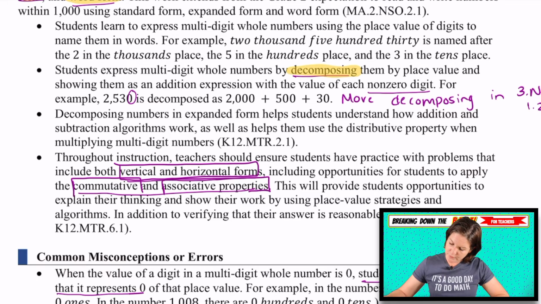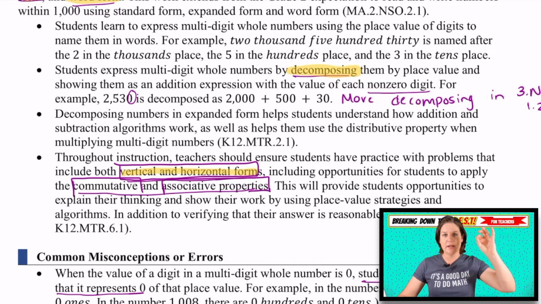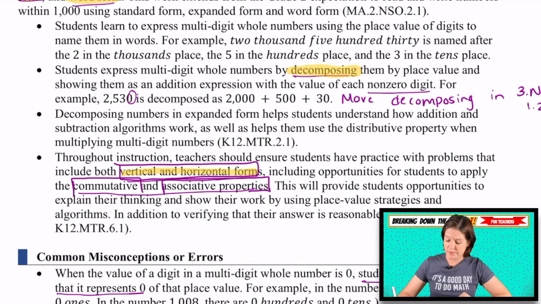What else did I see? Okay, to make sure that we're doing it with vertical and horizontal forms, especially with the expanded form, which you'll see in just a second. And it also says here that we can take some time to showcase the commutative and the associative properties.